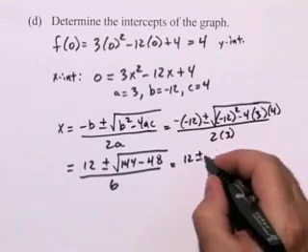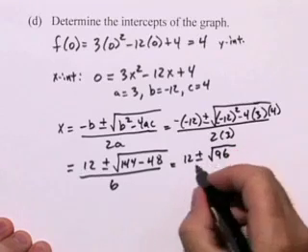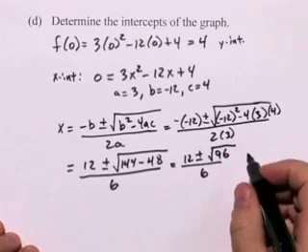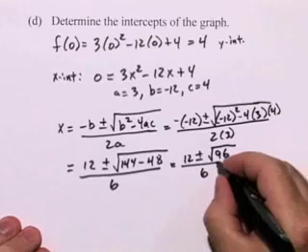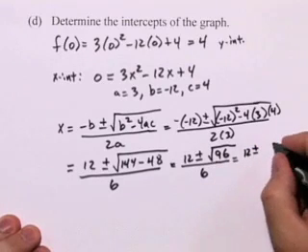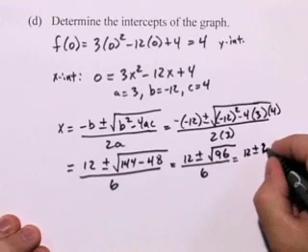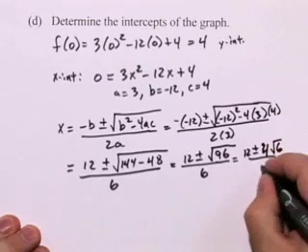So we'll have 12 plus or minus the square root of 96 divided by 6. We can simplify this radical. We'll get 12 plus or minus 4 root 6 all over 6.